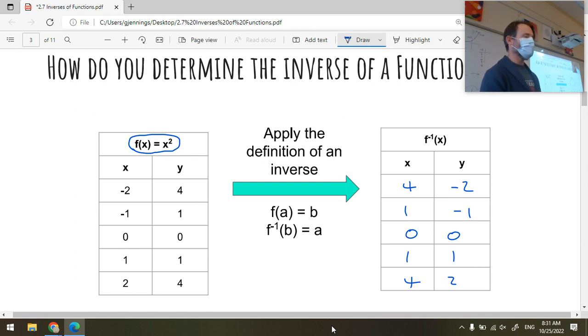Yes, Miley, you are correct. You just flip them. You just swap your x's and y's. Oh, working point by point. So easy here, right? So easy. See how to do that?